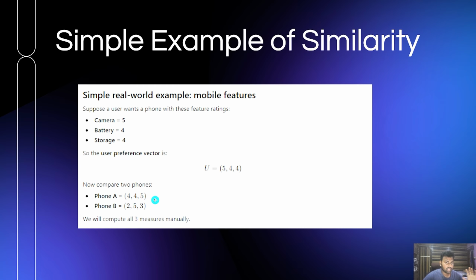And there are two products available, phone A and phone B. Phone A features are camera 4, battery 4, and storage 5, so 4, 4, 5. And phone B is 2, 5, 3. So these are camera, battery, and storage.